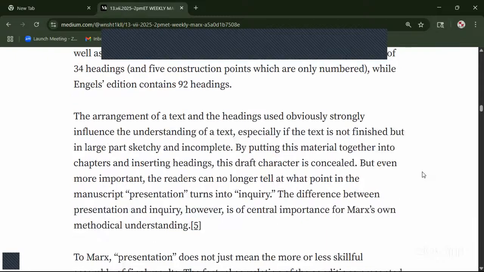The arrangement of a text and the headings used obviously strongly influence the understanding of a text, especially if the text is not finished, but in large part sketchy and incomplete. By putting this material together into chapters and inserting headings, this draft character is concealed. But even more important, the readers can no longer tell at what point in the manuscript presentation turns into inquiry. The difference between presentation and inquiry, however, is of central importance for Marx's own methodological understanding.